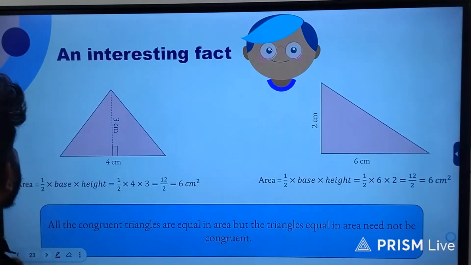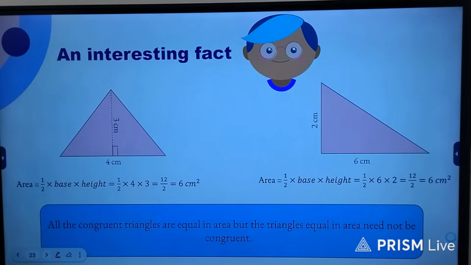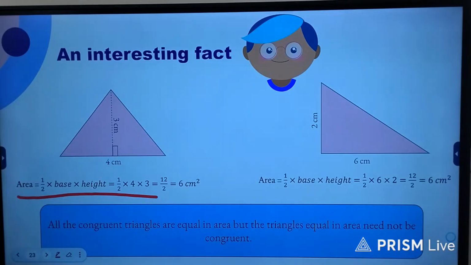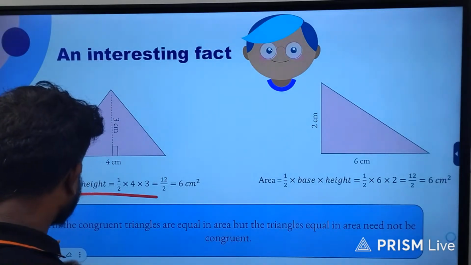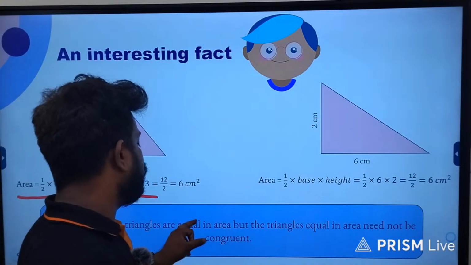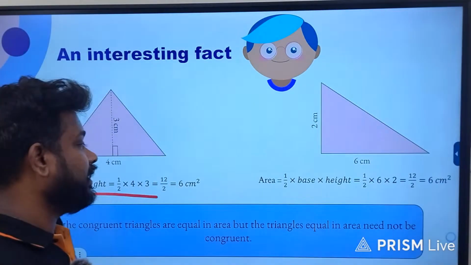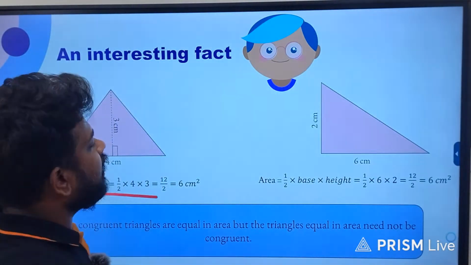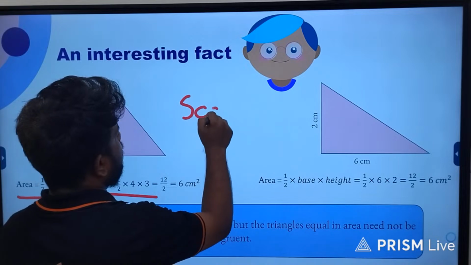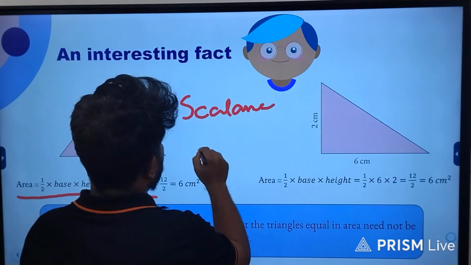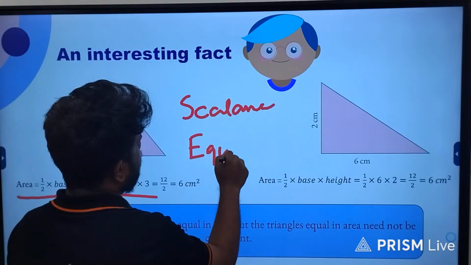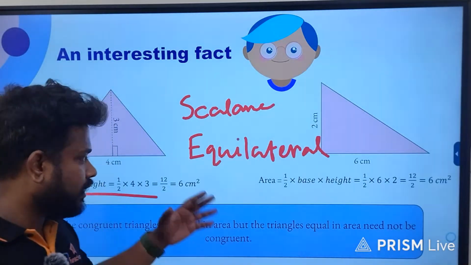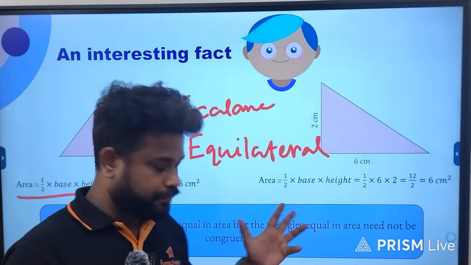So an interesting fact: we know that the area of a triangle in general is half into base into height, and all congruent triangles are equal in area, but triangles equal in area need not be congruent. Obviously, for a scalene triangle and for an equilateral triangle, the area can be the same, but the triangles will not be the same.